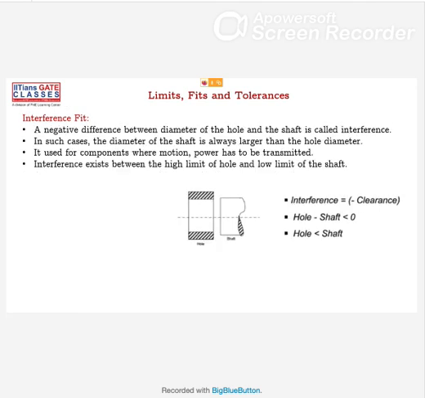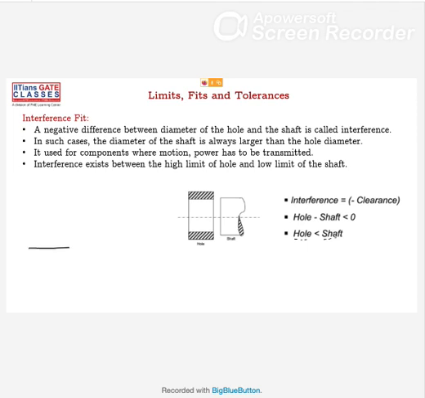Going to the interference fit. So it is a negative difference between the diameter of the hole and the shaft. It is called interference. In such cases, the diameter of the shaft is always larger than the hole. It is used for components where motion or power has to be transmitted because it has to be a tight fit. Interference exists between the high limit of the hole and the lower limit of the shaft. Obviously, the hole is lesser than the shaft. That is what your interference fit is.